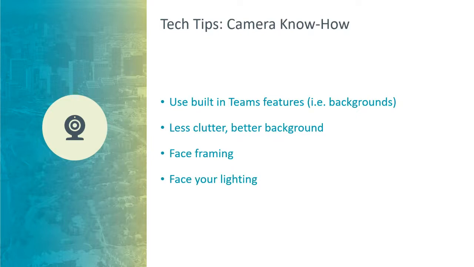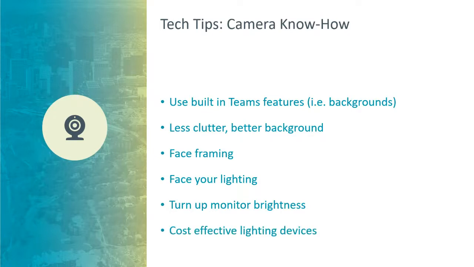Face your lighting. Don't have a conversation with your back to the window, as it'll be really dark behind you and it'll be really hard to see. If you have no other options, turn up your monitor brightness, because that will help you at least get a little bit of lighting from what you have now. And if you're shopping around on Amazon, there's what's called a ring light or other cost-effective lighting devices that can really help, like a lantern or even a large floodlight.